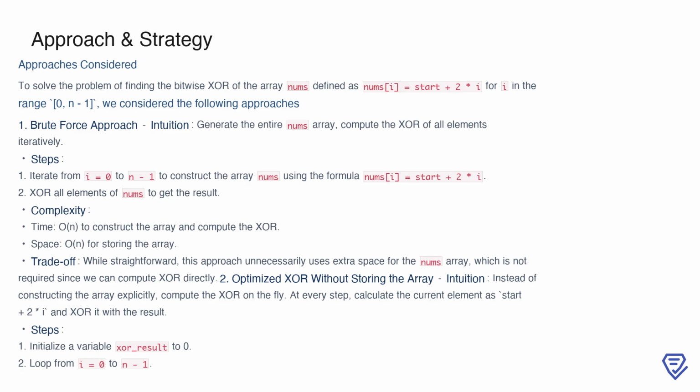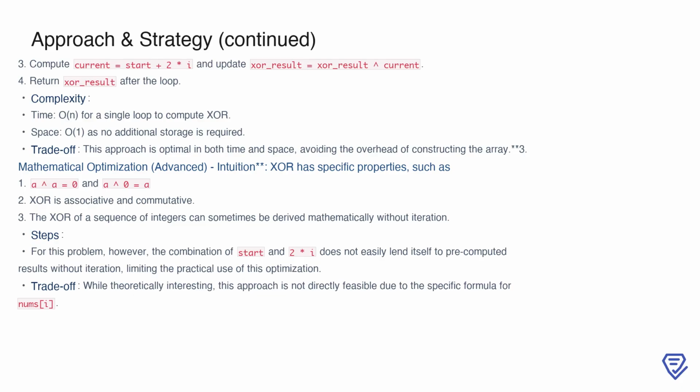It requires O(n) space to store the array, which is unnecessary since we don't actually need to retain all the intermediate values. This results in a trade-off, as the time complexity is O(n), but the space complexity also rises to O(n), making it less efficient. Clearly, there's room for improvement here, especially in reducing space usage. A more efficient method avoids creating the array completely. Instead, we calculate the XOR directly while iterating.